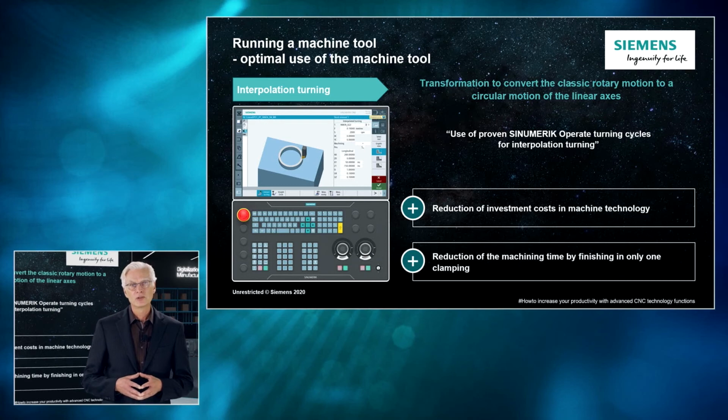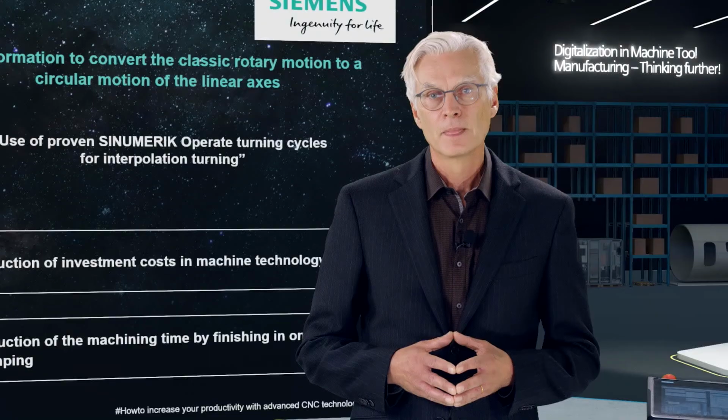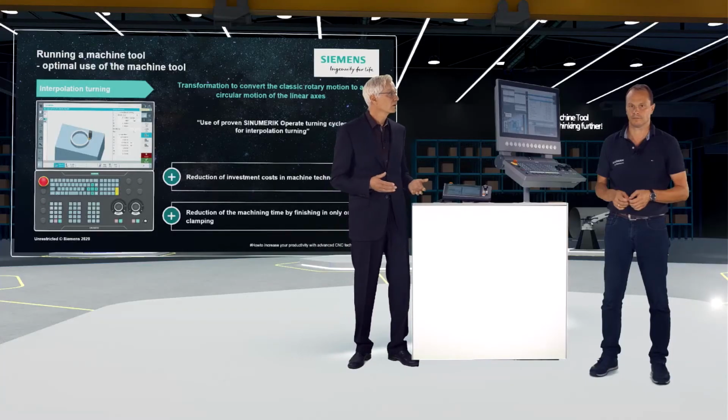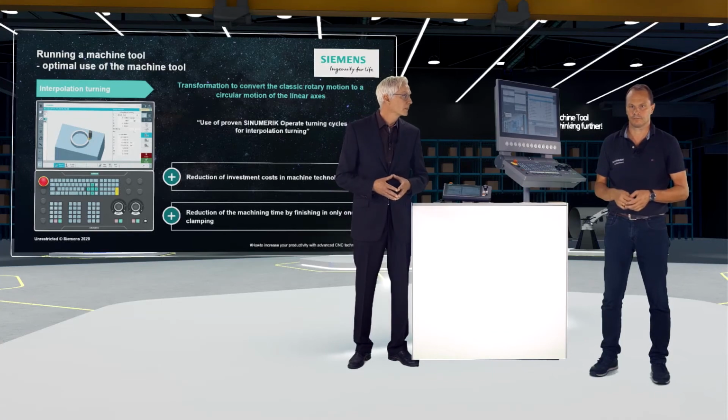Interpolation turning is not only applicable for simple machining centers without rotary table, but also for off-center turning operations if a rotary table is available, or on lathes with B-axis. On these machines, interpolation turning is supported with the proven Numeric operate turning cycles. Wolfgang, how does the interpolation turning look like for the machine operator?